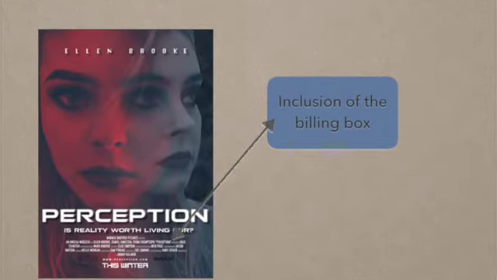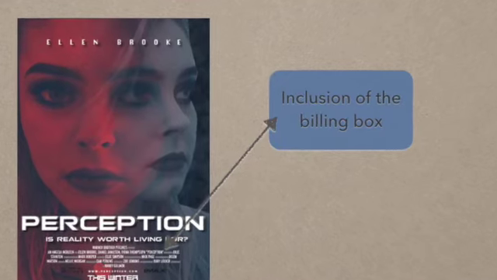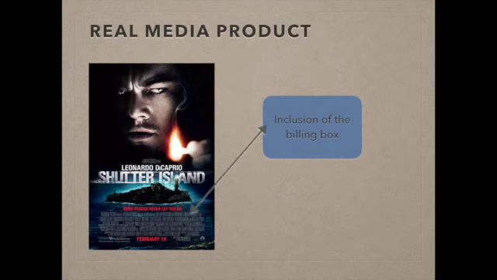Another format convention which my poster follows is the inclusion of the billing box. Film posters often include billing boxes in order to provide audiences and consumers with information about the film if they wish to find it out. Most posters have a billing box, and when looking at film posters and real media products you can see that my inclusion of the billing box is conventional.